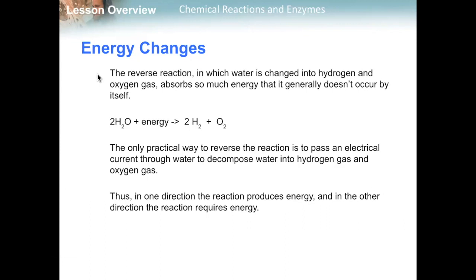The reverse action, in which water is changed into hydrogen and oxygen, absorbs so much energy that it generally doesn't occur by itself. Two water molecules plus energy splits into two hydrogen gas molecules and one oxygen gas molecule. The only way to practically reverse the reaction of joining to make water is to pass electrical current through water to decompose water into hydrogen gas and oxygen gas. Thus, in one direction, the reaction produces energy, and in the other direction, the reaction requires energy.